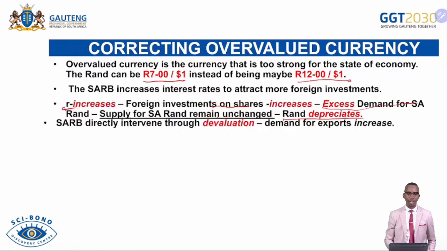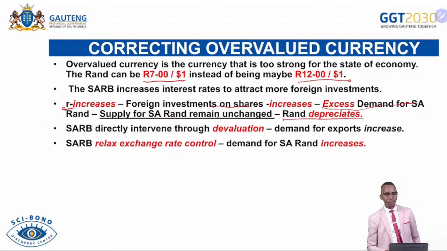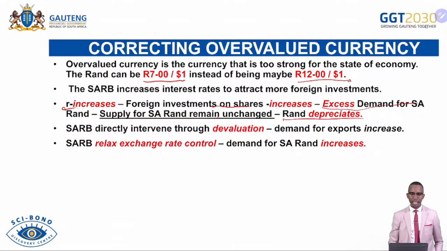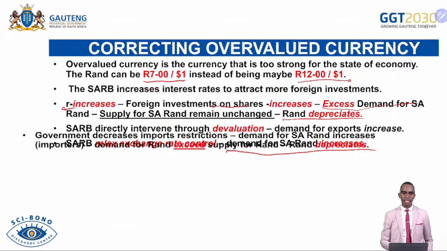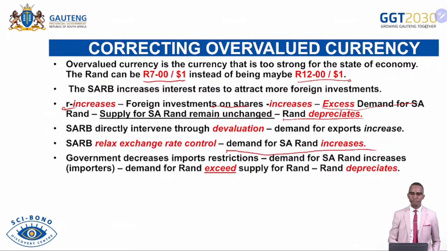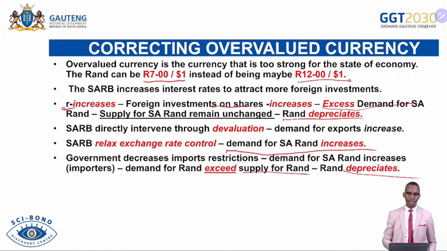And then we continue. South African Reserve Bank directly intervene through revaluation and devaluation. So South African Reserve Bank can relax exchange rate control, and then the demand for South African rand can increase. So they can relax exchange rate control to allow everyone to access South African currency. Government can decrease import restrictions, so that demand for South African rand can increase for those importers, and then the currency can depreciate.